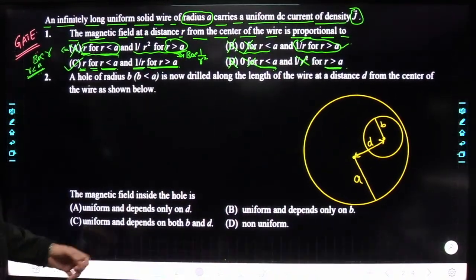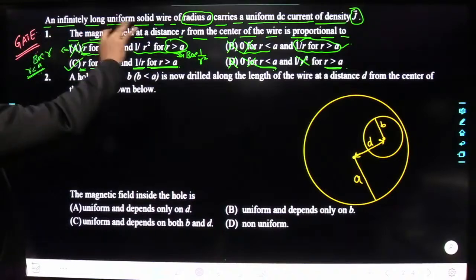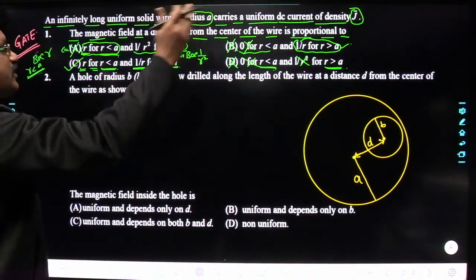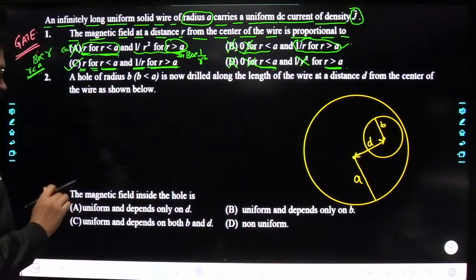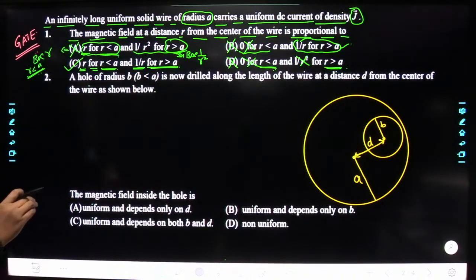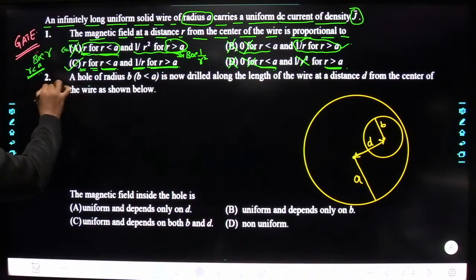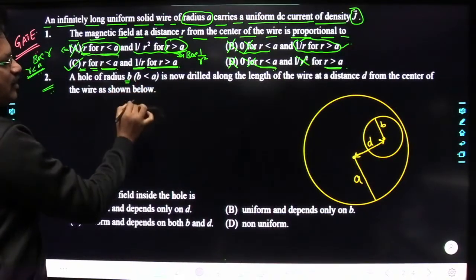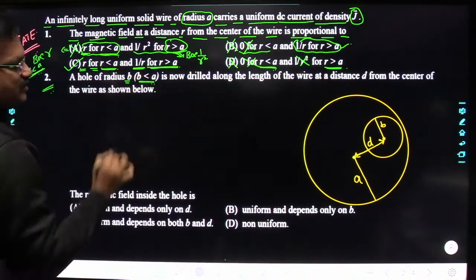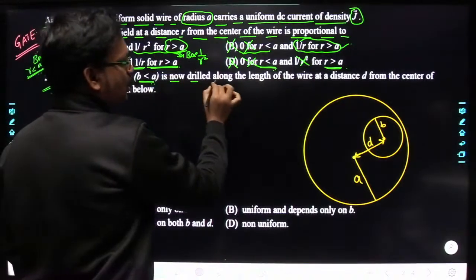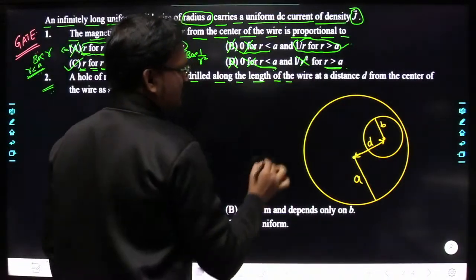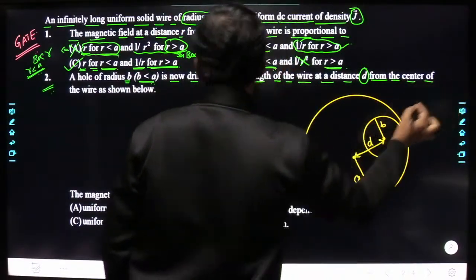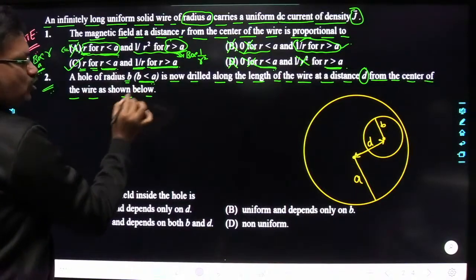You have a long uniform solid wire of radius A carrying a DC current density of J bar. Then in the second question what they are asking here is: a hole of radius B, where B is less than A, is now drilled along the length of the wire at a distance D from the center of the wire, as shown below.